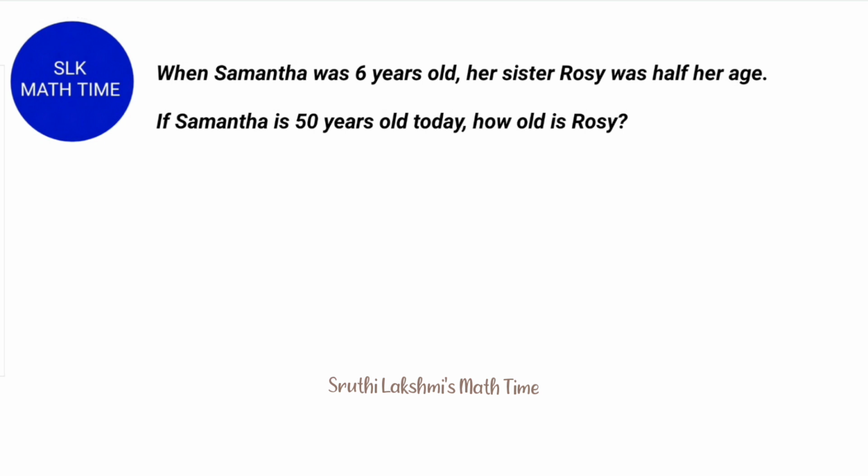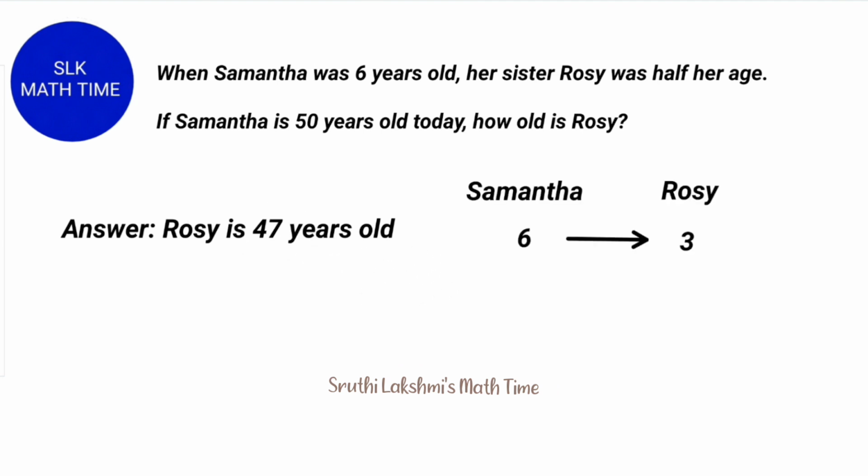Time's up. So here, the answer is that Rosie is 47 years old because when Samantha was 6, her sister Rosie was half her age, meaning she was 3 years old. So that means Samantha is 3 years older than Rosie. If Samantha is 50 years old today, that means 50 minus 3, which is 47. So Rosie is 47 years old.